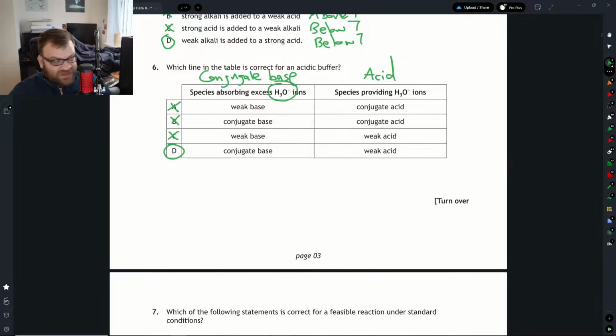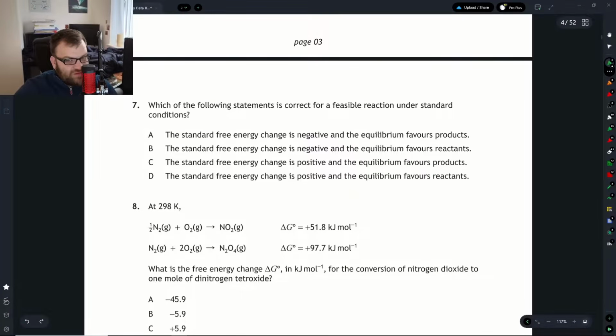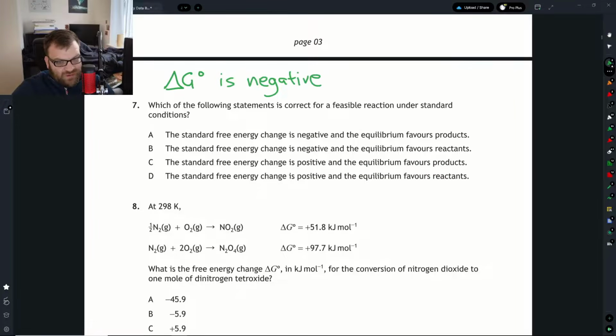Here, I'm talking about a feasible reaction. One thing we need to know is that if delta G naught is negative, then it's going to be a feasible reaction.